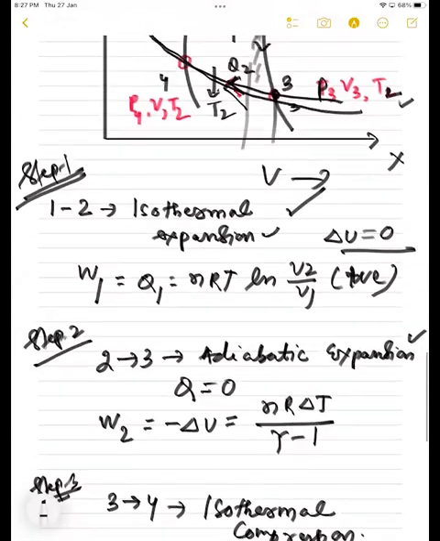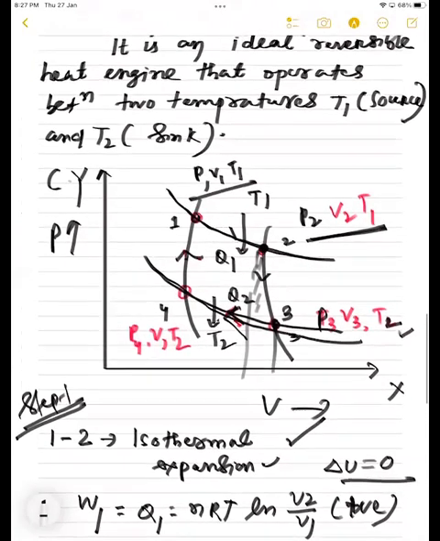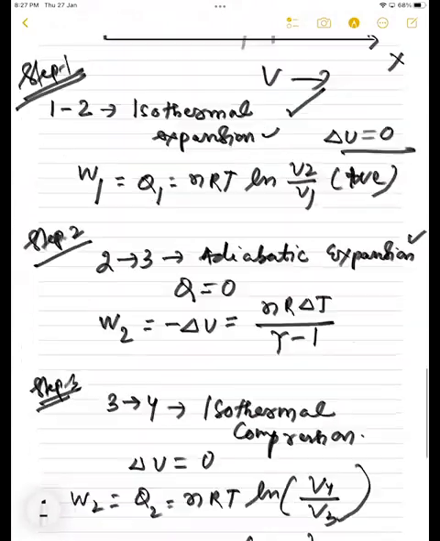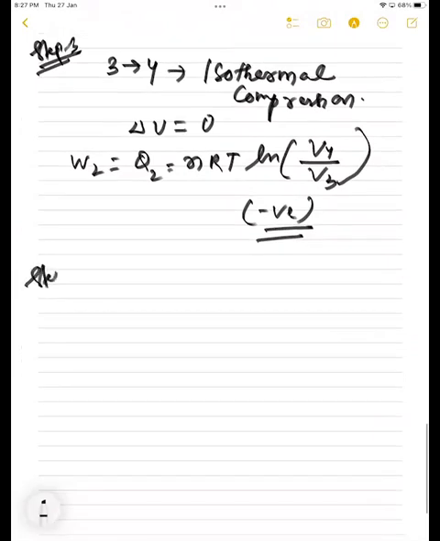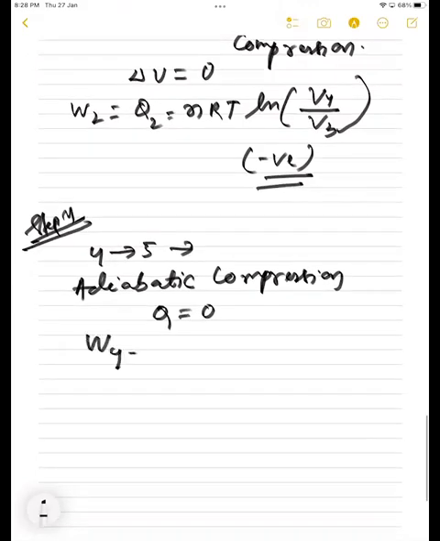Yes or no? Then at last, students, see 4 to 5. This was adiabatic expansion, but this 4 to 1 will be adiabatic compression, right? So write step 4, that is the 4 to 5 process. That is adiabatic compression. Adiabatic means no change in heat, Q is 0. So W4 is equal to minus delta U, that is equal to nR delta T divided by 1 minus gamma, right? Yes or no, students?